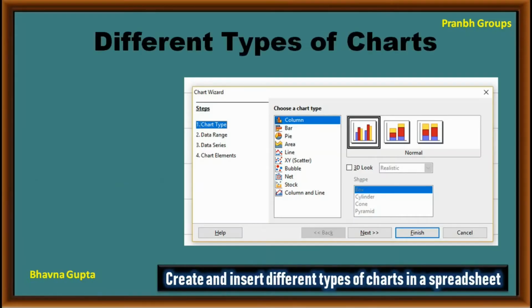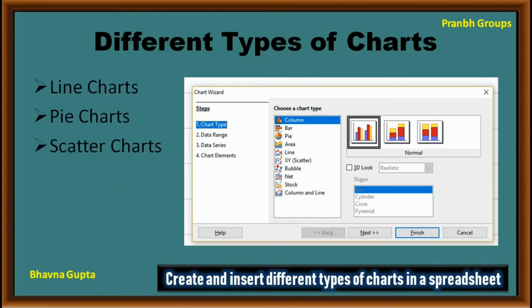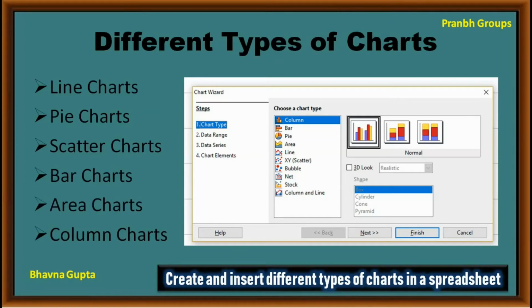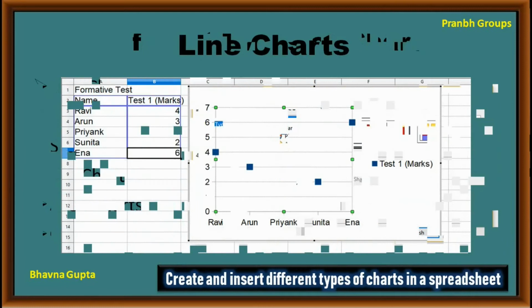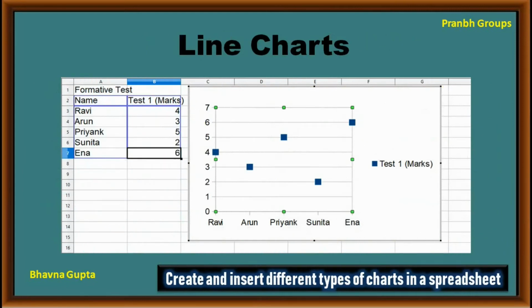Next topic, different types of charts. First, line chart, pie chart, scatter chart, bar chart, area chart and column chart. First one, line chart. Line charts in Calc are used for showing trends over time. Each line in the graph shows the changes in the value of one data item.